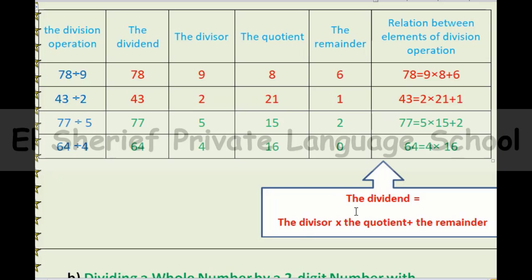Okay. So what is the relation between the elements of the division operation? The dividend equals the divisor times the quotient plus the remainder. The dividend equals what? Equals the divisor times the quotient plus the remainder. Okay.